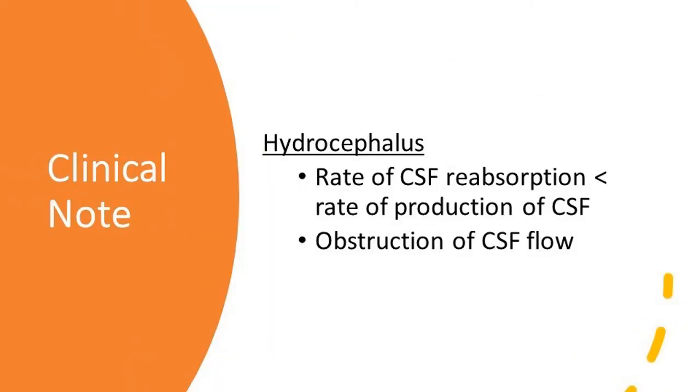Now just a couple of clinical notes. Usually the rate of production of CSF and the rate of reabsorption of CSF match. But if the reabsorption is less compared to the production, then there is a constant accumulation of CSF in the brain. This condition is called hydrocephalus. Another reason why this can happen is because there is obstruction to the flow of CSF, and that also causes hydrocephalus.